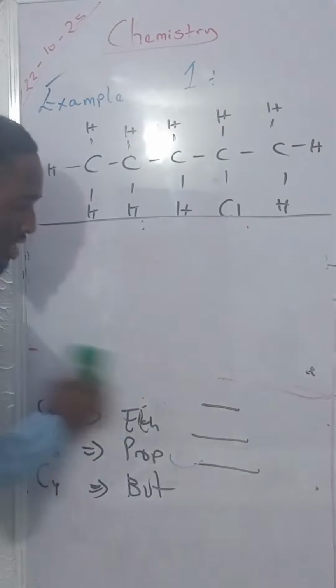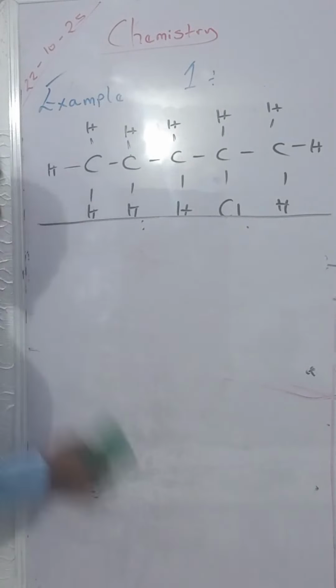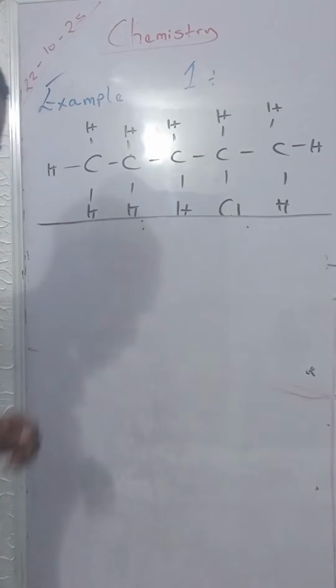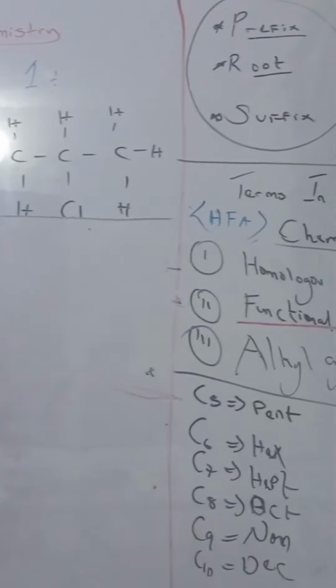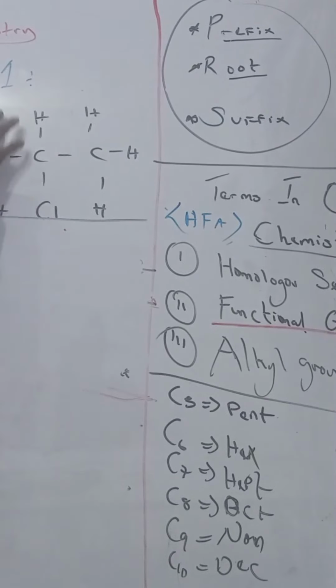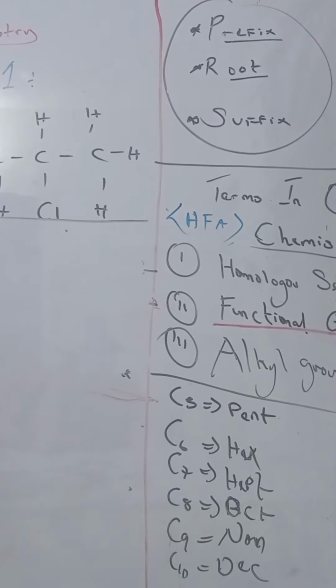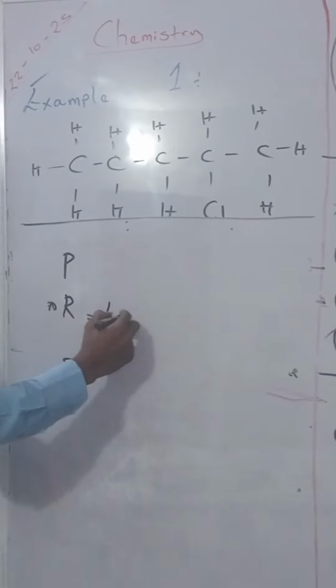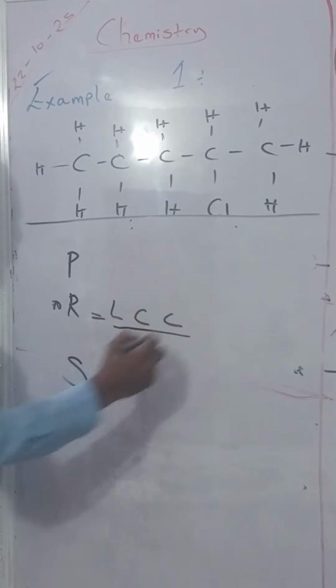So if you want to name an organic compound, but a longer one, use the PRS. And this is it: the P, the R, and the S. I want to name this compound now. The first thing you find is this R, which is the longest carbon chain.